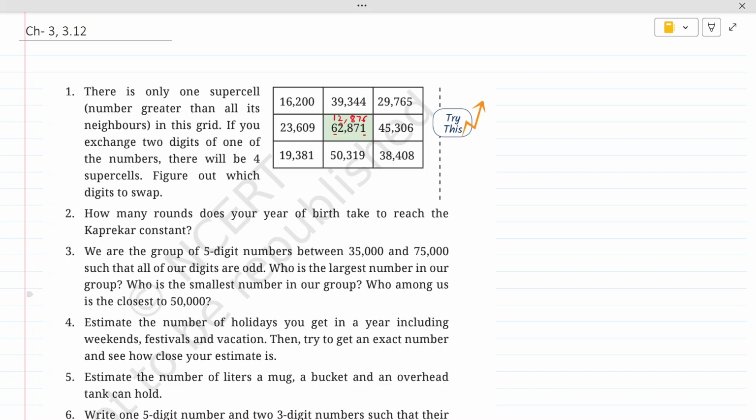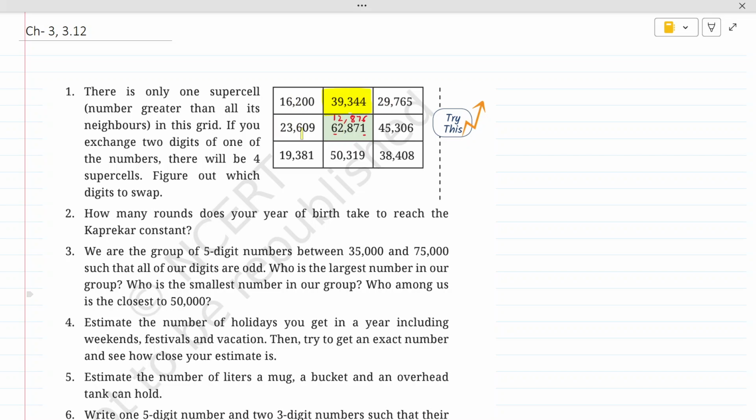This cell is greater than 12,000 because 39 is greater than 12. So 39,000 is greater than 12,000. Similarly, 39,000 is greater than 16,000 and 39,000 is also greater than 29,000. This is in the 29,000 series, right? So that means this cell will become a supercell now. I will highlight the supercell in yellow. I am highlighting this new supercell in yellow here.